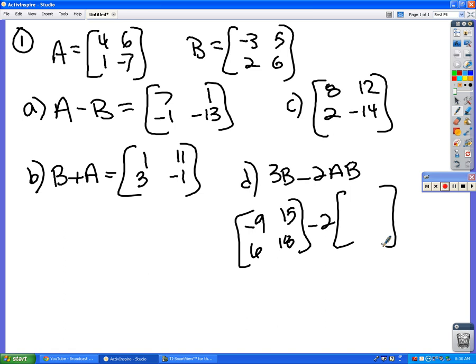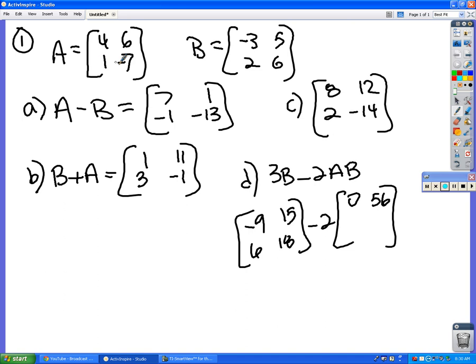Okay? So to do A times B, I have to go across times down. I go this row by that column. So 4 times negative 3 plus 6 times 2, which is negative 12 plus 12, and add them together, which is 0. And then I go this row times this column. So 4 times 5 is 20. 6 times 6 is 36. Add those together and get 56.